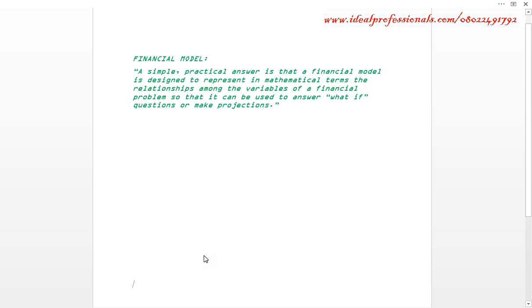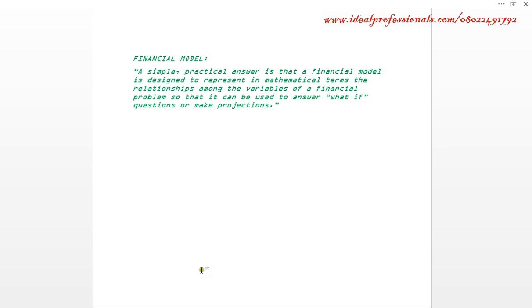A financial model, the simple, practical answer, is that a financial model is designed to represent in mathematical terms the relationship among the variables of a financial problem so that it can be used to answer what if questions or make projections. Some spreadsheets you create may answer what if questions but are not primarily designed for that objective.